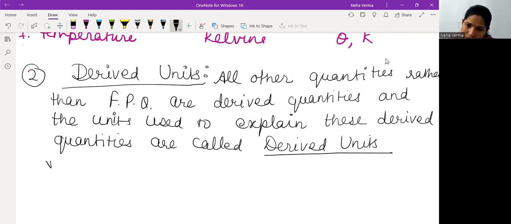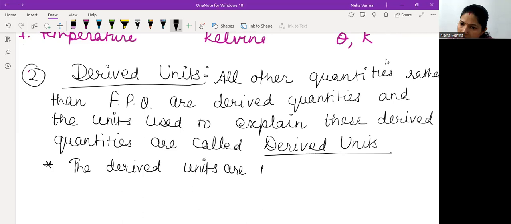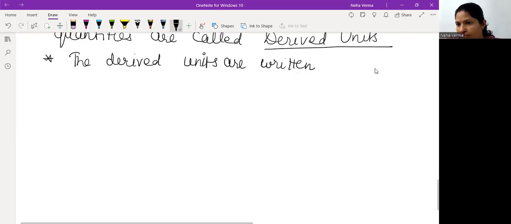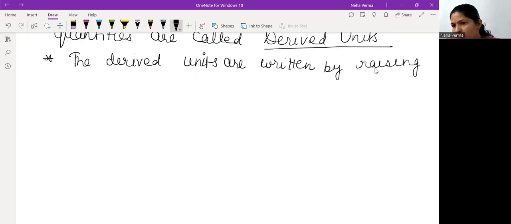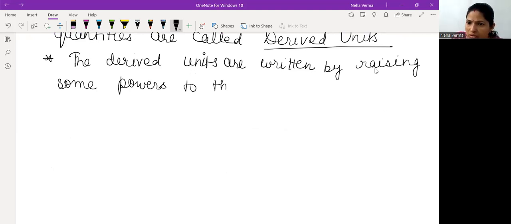Note, the derived units are written by raising some powers to the fundamental units.